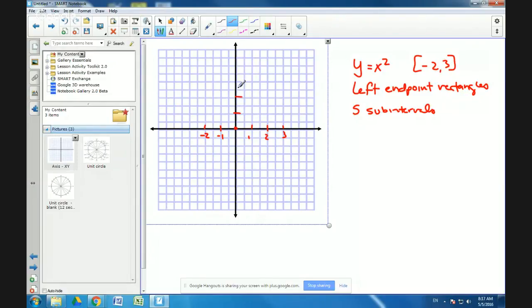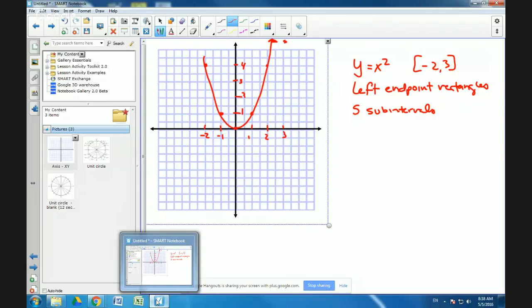Oops. My graph's going to be a little off. It's actually not going to matter. That's the only part about it. I'll show you why.